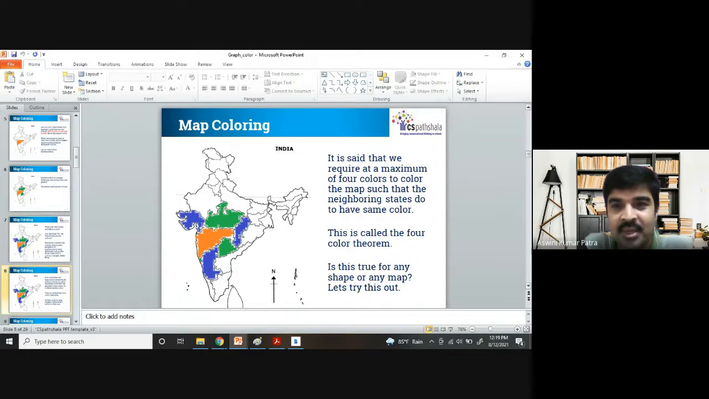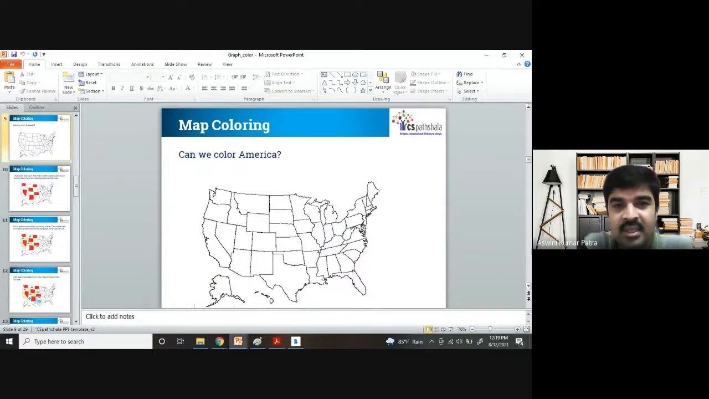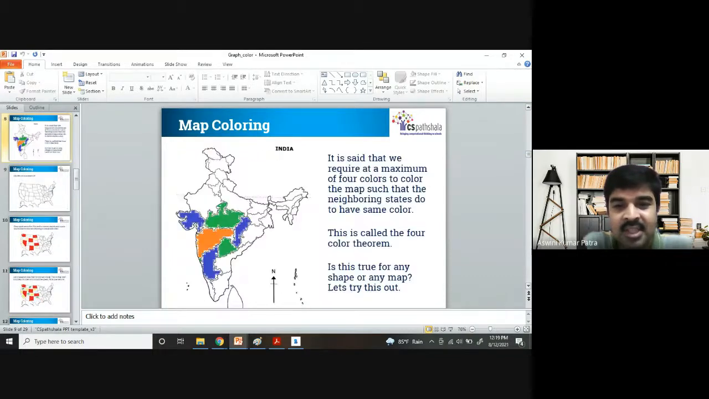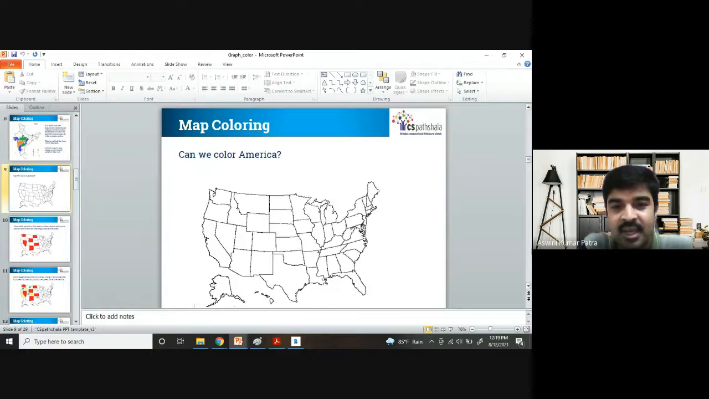It is said that we require a maximum of 4 colors to color the map of India. Okay, you check it out by yourself. There is a very popular theorem called the 4-color theorem. Any map could be colored with 4 colors. Okay, but sometimes we need 5 colors as well. I will show you. Here is America. So that's how we can proceed one by one. See, I'm saying that 5 colors are also needed.